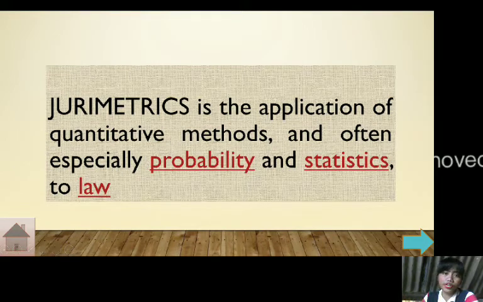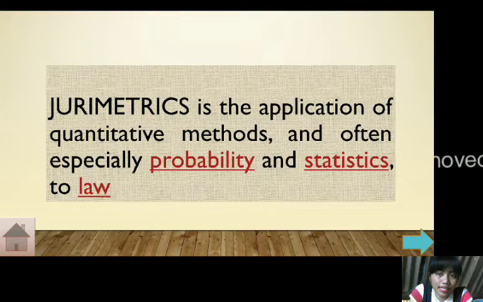So geometrics is the application of quantitative methods, and often especially probability and statistics, to law. The Journal of Empirical Legal Studies is a publication that emphasizes the statistical analysis of law.